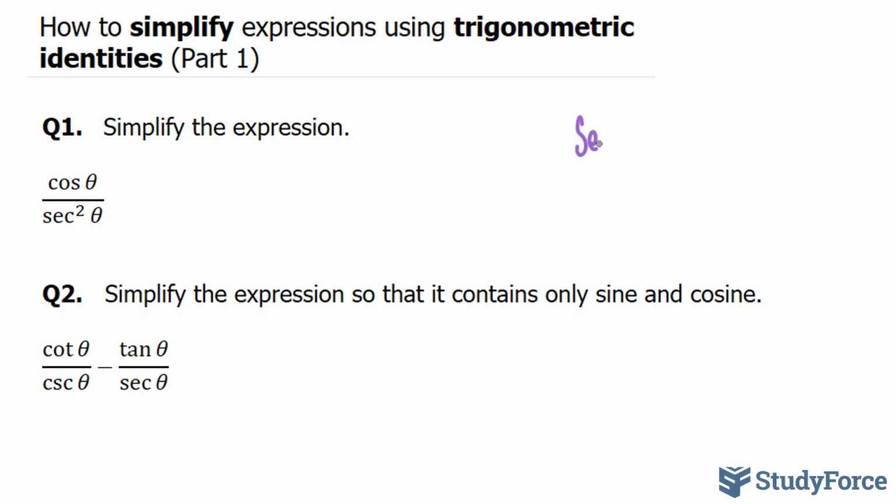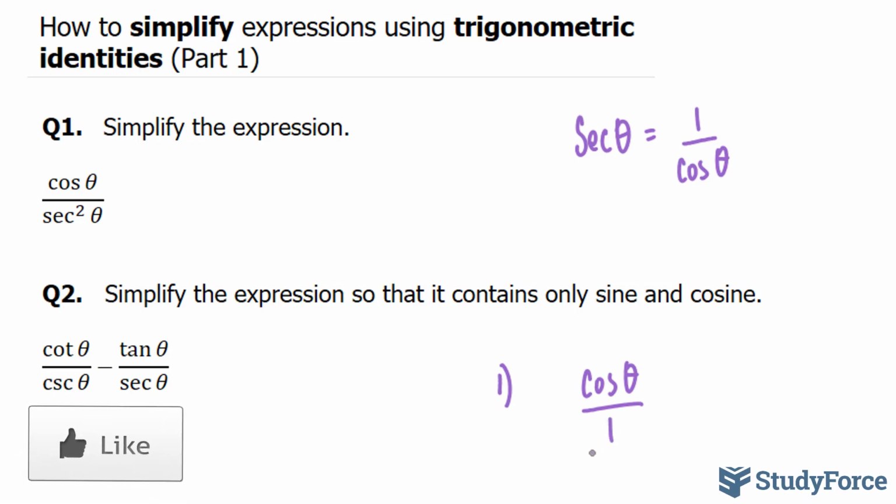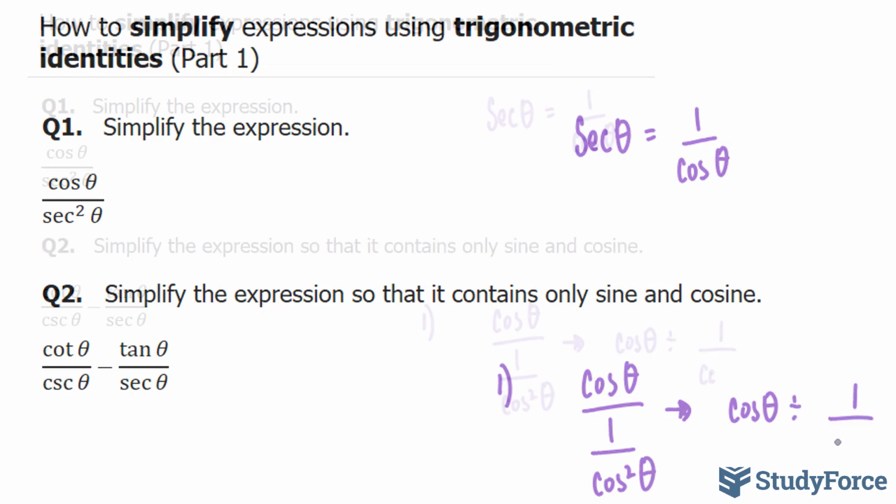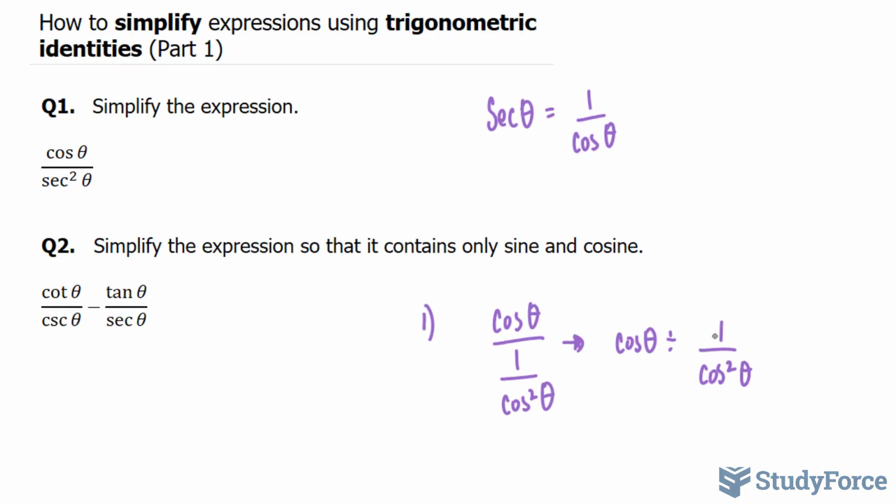So we have secant is equal to 1 over cosine theta. What I can do is replace secant squared theta with 1 over cosine squared theta. If I do that, I'll continue my answer here. I have cosine theta, the numerator doesn't change, and at the bottom we have 1 over cosine squared theta. Rearranging this quotient, we have cosine theta, the top part, divided by 1 over cosine squared theta.